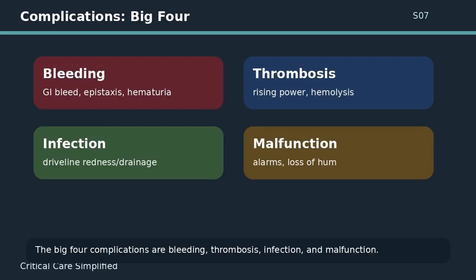The big 4 complications are bleeding, thrombosis, infection, and device malfunction. Bleeding may be obvious, like melena, hematemesis, epistaxis, or hematuria, or occult with hypotension and falling hemoglobin. Thrombosis may show rising pallor, hemolysis, dark urine, or neurologic changes. Infection often starts at the driveline exit site. Malfunction may present with alarms, loss of device hum, or sudden deterioration.